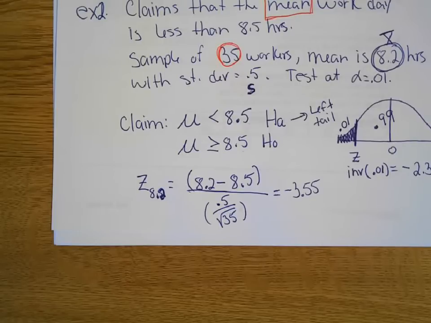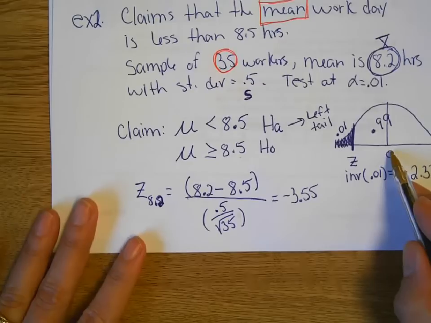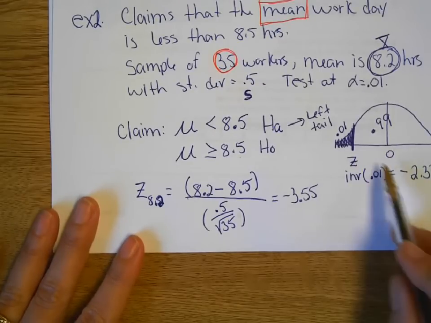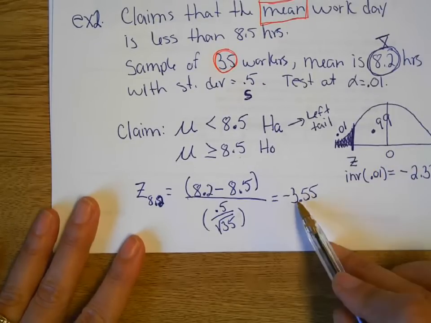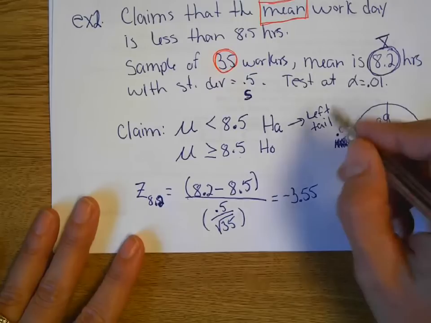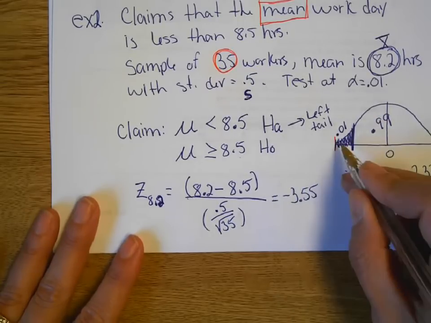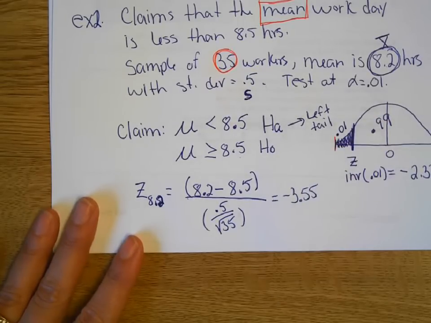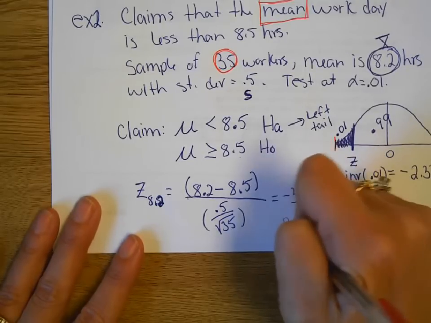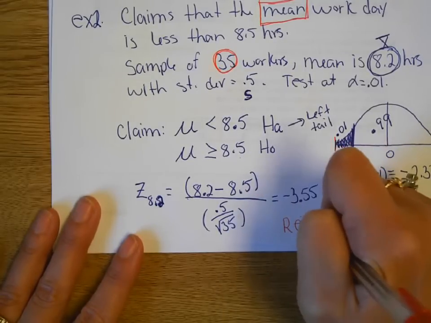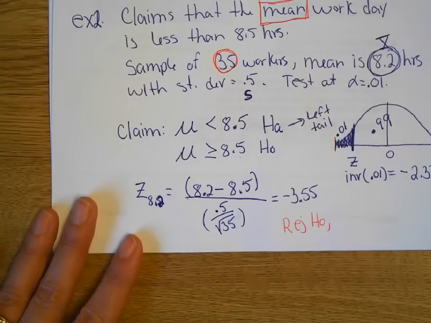Okay, so where did the Ho land on my graph? That's the rejected Ho right there. Take a look. This is a number line. Here's 0. My critical was negative 2.33. My sample is negative 3 point something. Do you agree that it's back here in the shaded? Yep. So if you land in the shaded, what do you decide? Reject the Ho or fail to reject the Ho? Reject it. So we're going to reject the Ho. Now I have to say something about the claim.